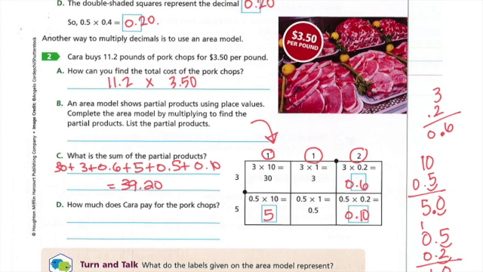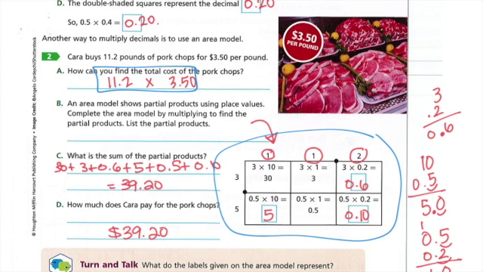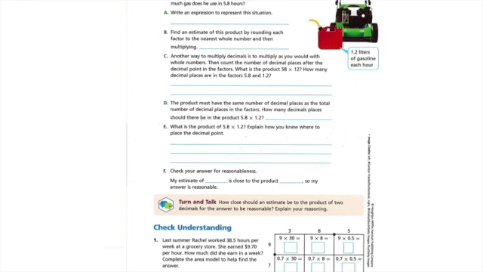So how much does she pay for the pork chops? She pays $39.20. So we just did this problem but we used the area partial product model. Okay, so they're giving you different ways to solve a problem. Ultimately, you'll get to choose your favorite way. Let's look at the next page.